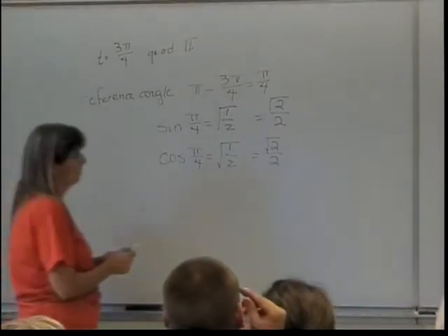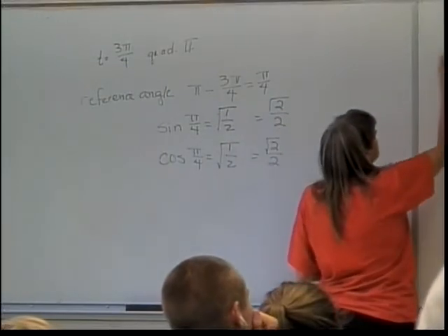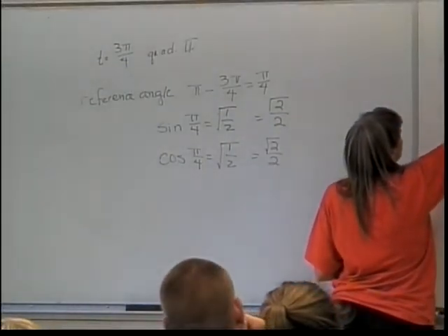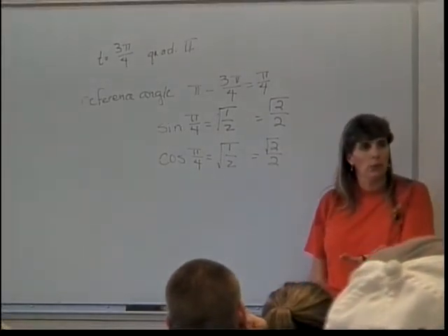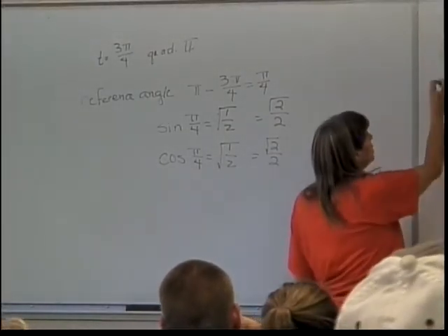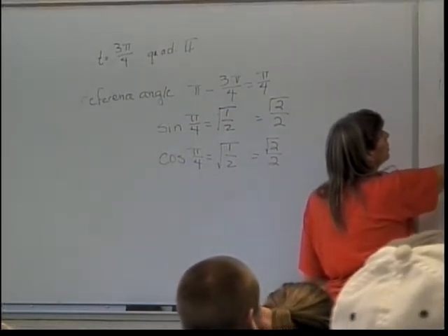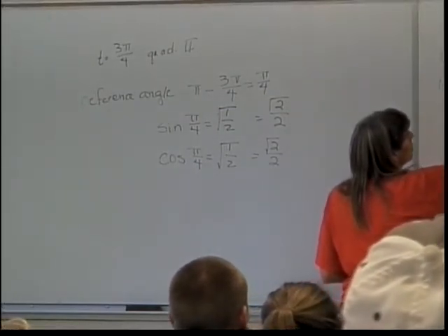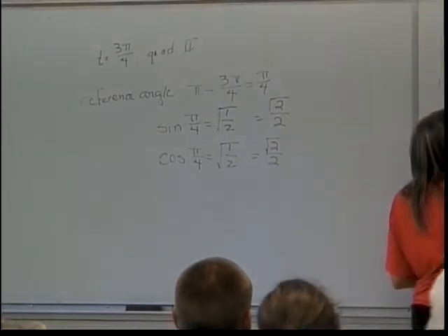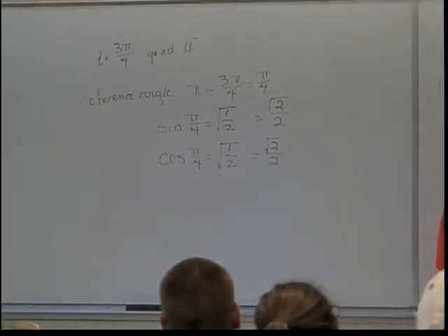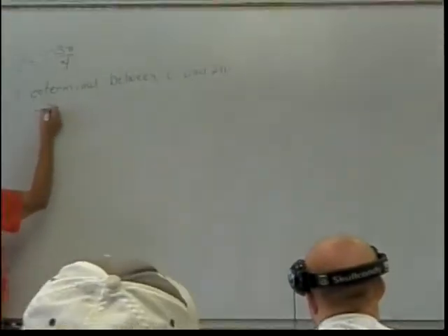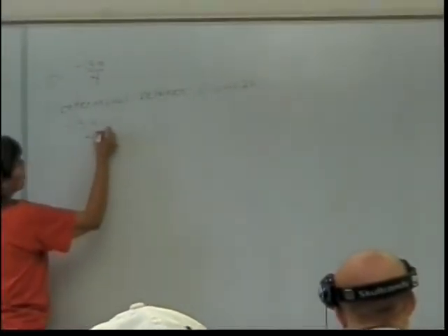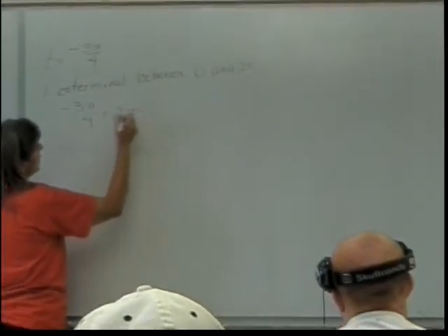except when I have t equals negative 3 pi over 4, the first thing I need to do is get myself to be between 0 and 2 pi. So I need to find the coterminal angle between 0 and 2 pi. How do I do that? What number is this? Add 2 pi. So I'm going to have negative 3 pi over 4 plus 2 pi, which gets me to where?